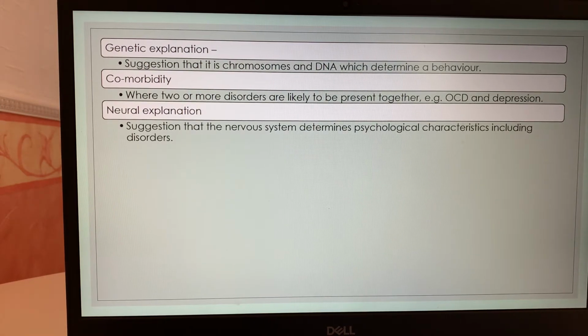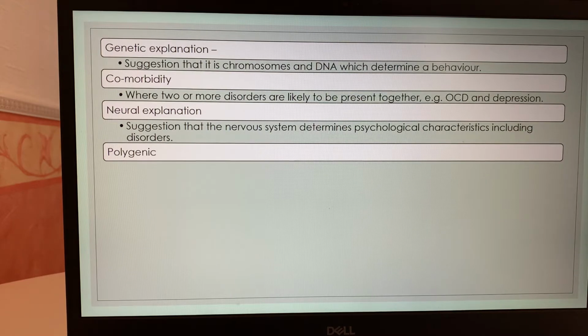A neural explanation is looking at how the nervous system determines psychological characteristics. So it's things like different brain areas are responsible for certain behaviours. So in schizophrenia, for example, the ventral striatum is really important for positive symptoms. Polygenic is where we have more than one gene that contributes to a disorder. So in OCD, we've got over 230 that are attributed to OCD.